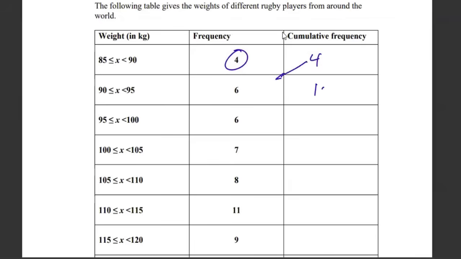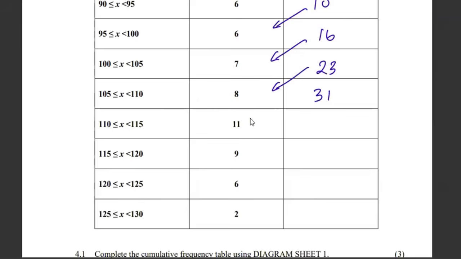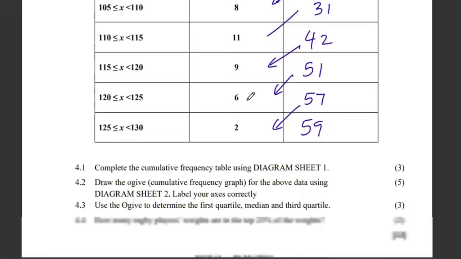4 plus 6 is 10. 10 plus 6 is 16. 16 plus 7 is going to be 23. Plus 8 is 31. And then plus 11 is 42. Plus 9 is going to be 51. Plus 6 is 57. Plus 2 gives us 59. Okay, so that is that.